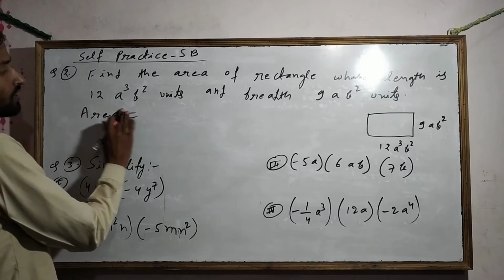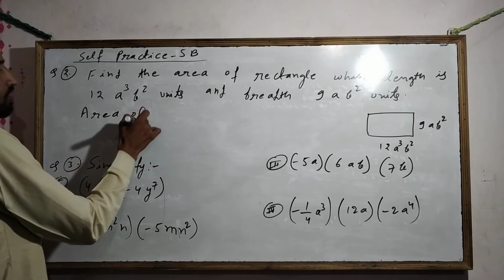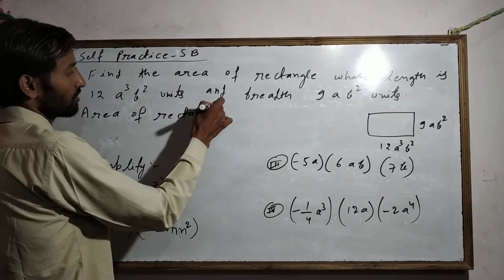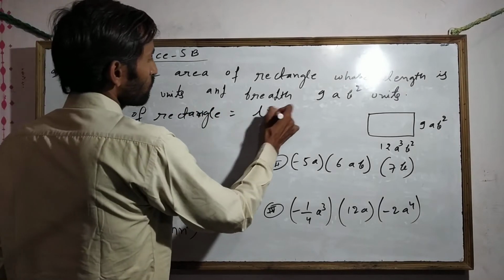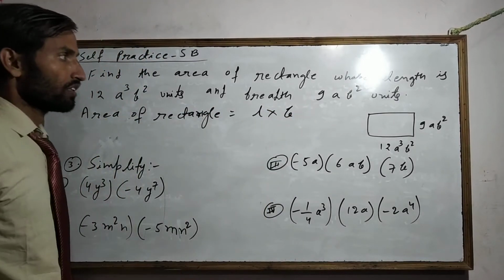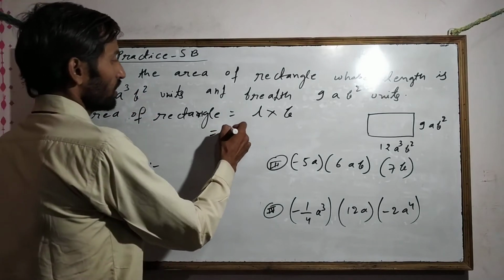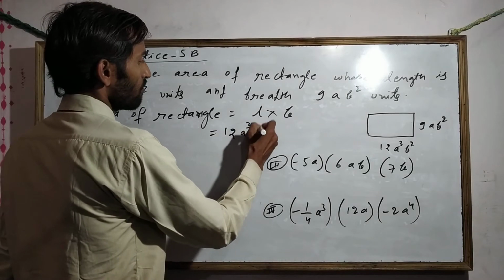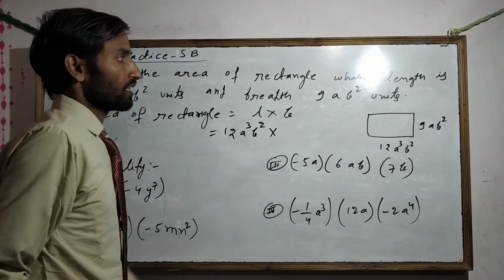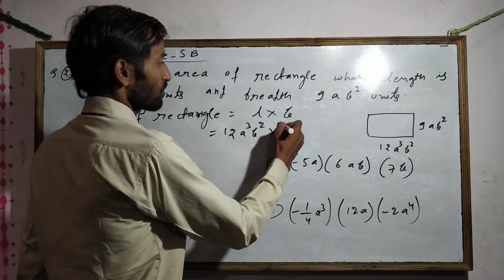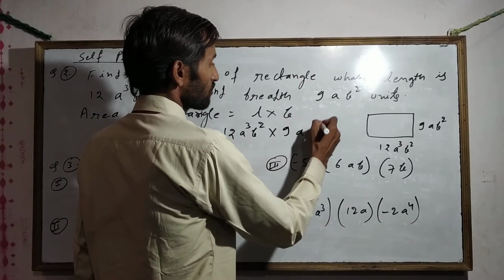Area of rectangle is equal to length multiply breadth, L into B. So in place of length you have to put here 12a cube b square, 12a power 3 b power 2, multiply. Next one, in place of breadth we have to put 9a b square. So just you put here 9a b square.